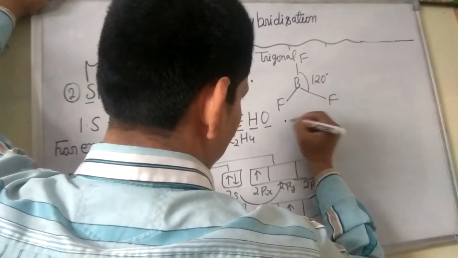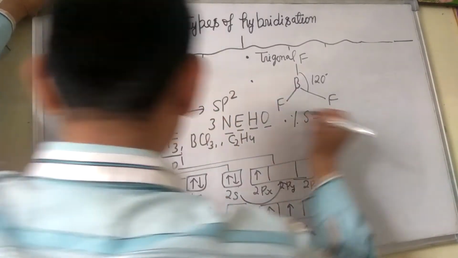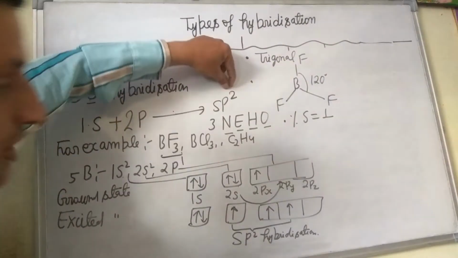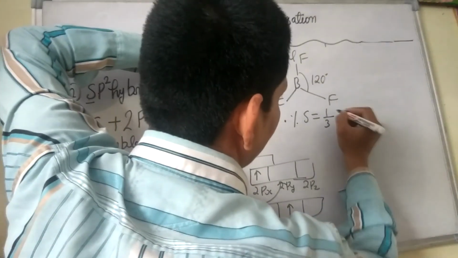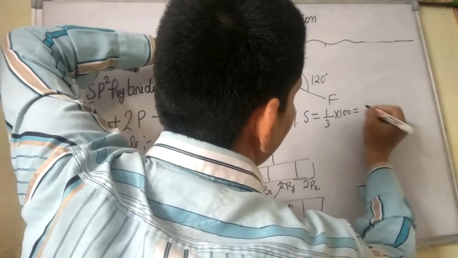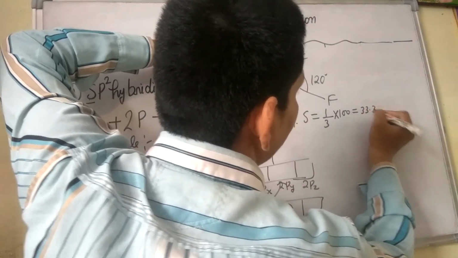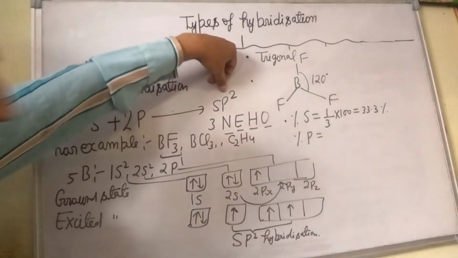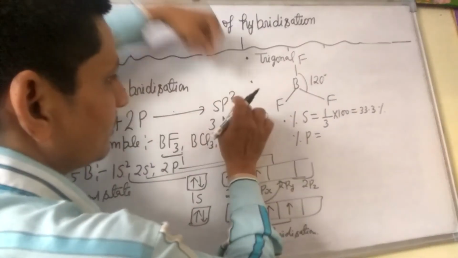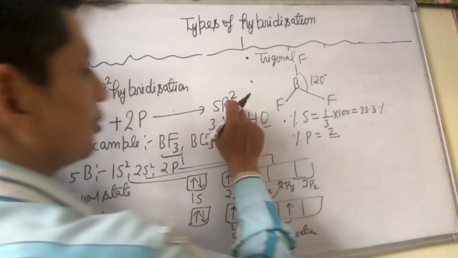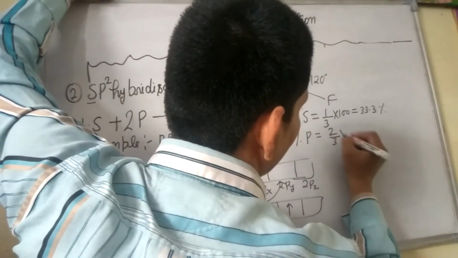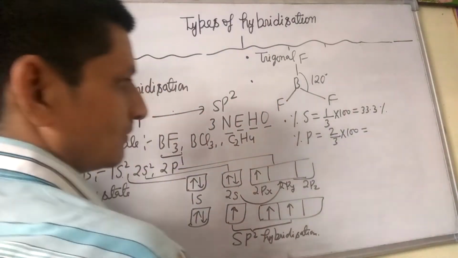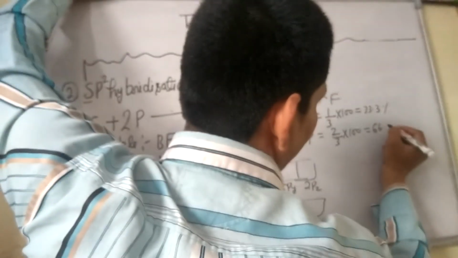After this, percentage s character. Percentage s character is equal to 1 s upon total orbitals, 2 plus 1, 3, into 100. We get 33.3%. After this, percentage p character. Here p orbitals are 2, so we can say 2 upon total orbitals 3, into 100. So we get 66.6%.